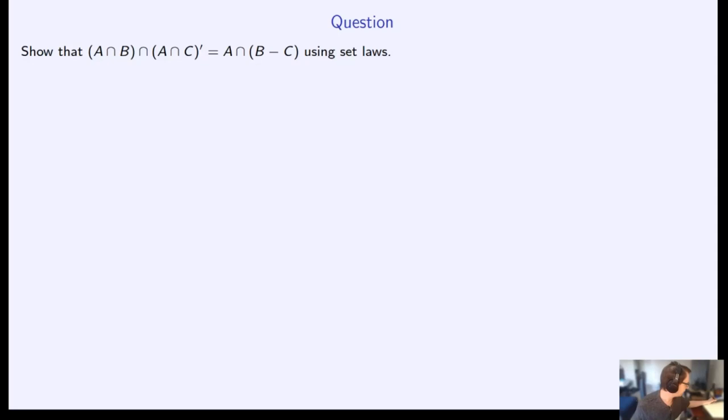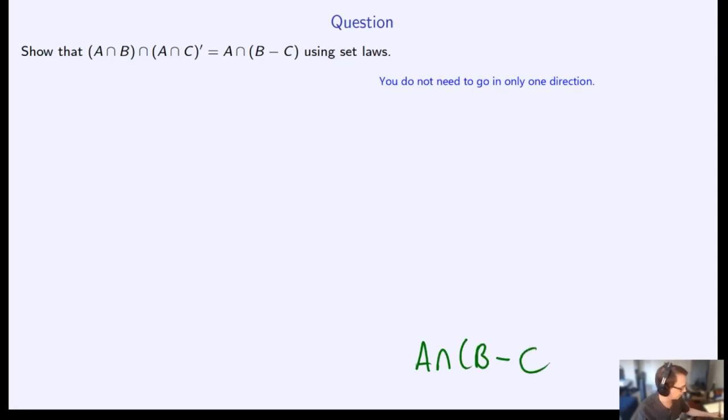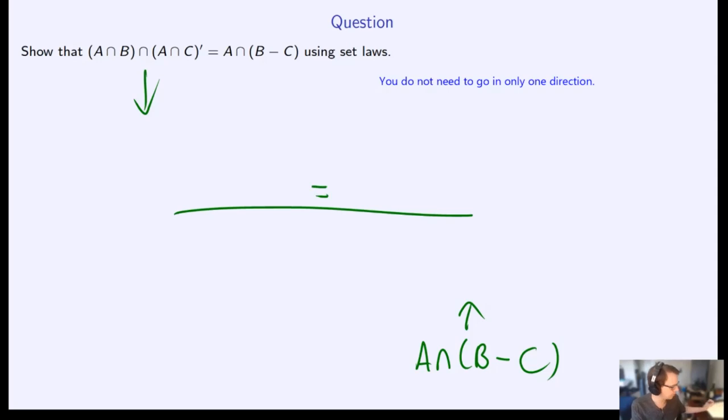on your own later. And I'll give one little bit of advice for these as well. And that is when we say something like show that two laws are equivalent, you do not need to go in only one direction. So for instance, if you get stuck in one direction, it's okay to go backwards. Like you can say, okay, I did as much as I can going down, but now I want to start from A intersection B minus C and go up. And eventually there will be some point in the middle where the two sides are equal. And you can do this because set laws are equivalent. The left side is always equal to the right side. They go in both directions.